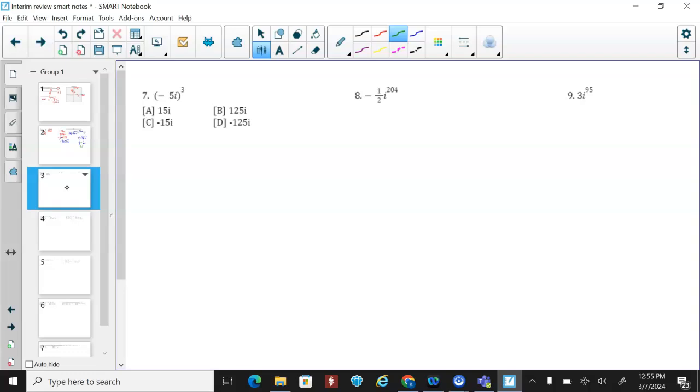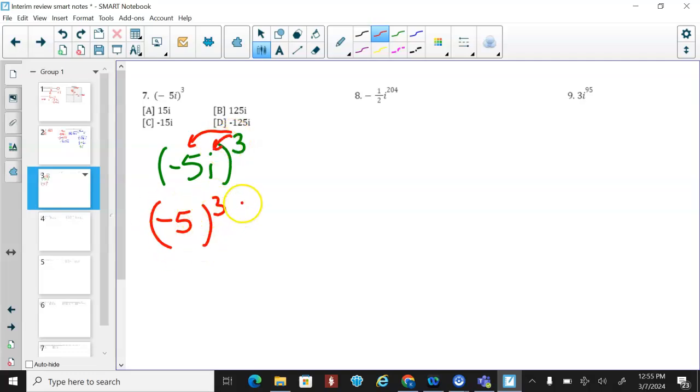All right, now we have a cube here. Cubing negative 5i. So remember that when you have a cube outside the parentheses, you're going to apply it to both the negative 5 and the i. So we're going to cube the negative 5 and we're going to cube the i. Negative 5 cubed is negative 125. Make sure that you're putting that in parentheses in the calculator to make sure you get the correct signs. And i cubed, it's i cubed.